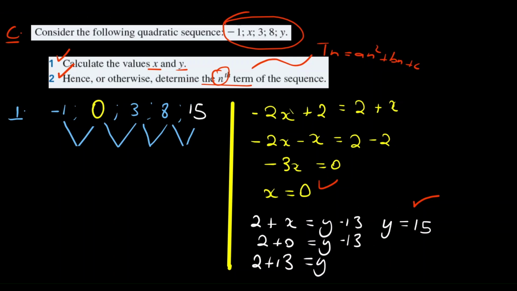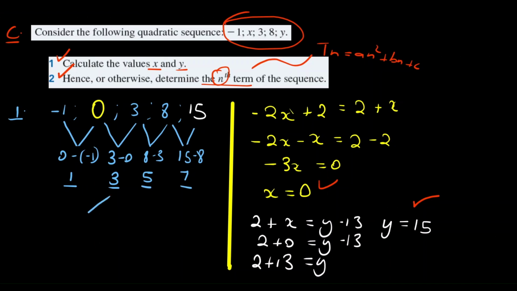So we continue with our row of differences, which will be 0 minus minus 1. Notice that whenever I have a minus with a minus, I put it in brackets so that I don't make any mistakes. So 0 plus 1 is nothing more than 1. Then it will be 3 minus 0, which is 3. Then it will be 8 minus 3, which is 5. Then 15 minus 8, which is 7. So we found our first row of differences. Now we need to find the second row of differences.